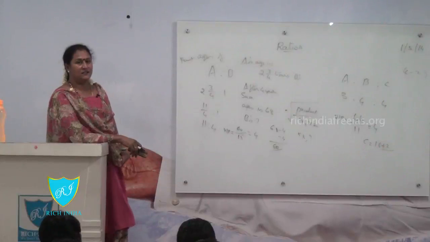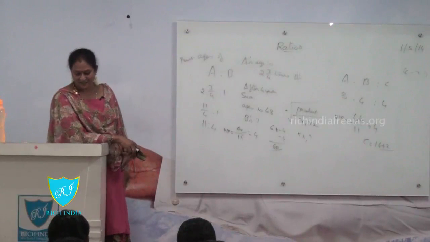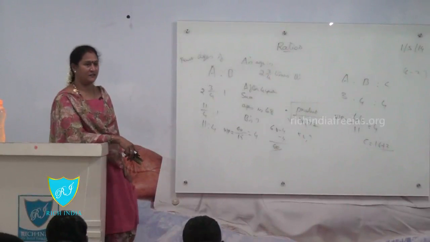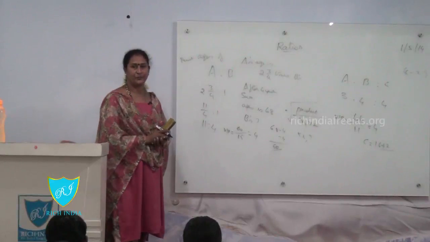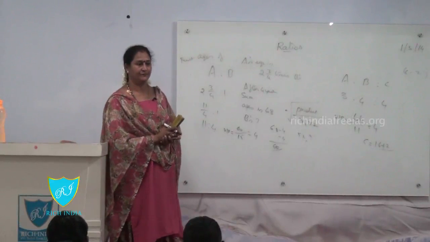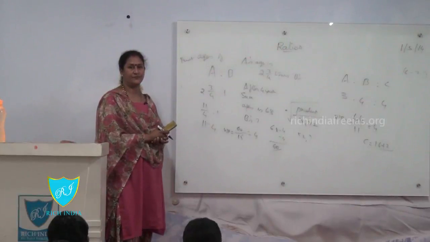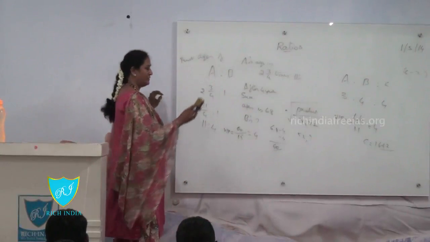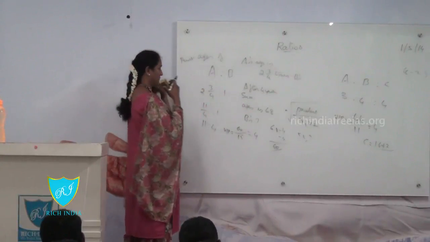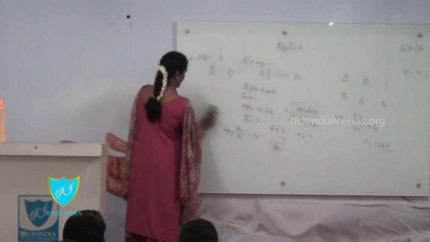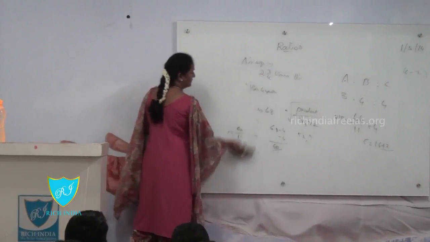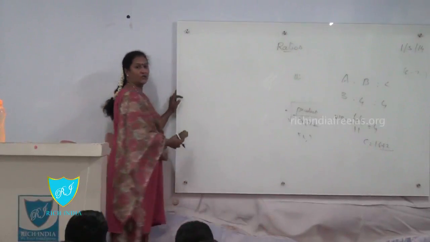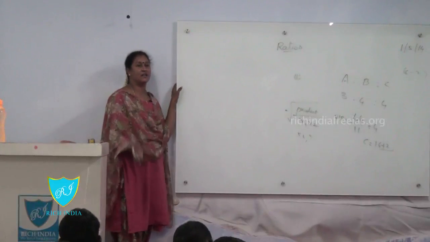Try the 10th question. Is this clear? So, for the 10th question, what is the ratio? How many years is A elder than B?